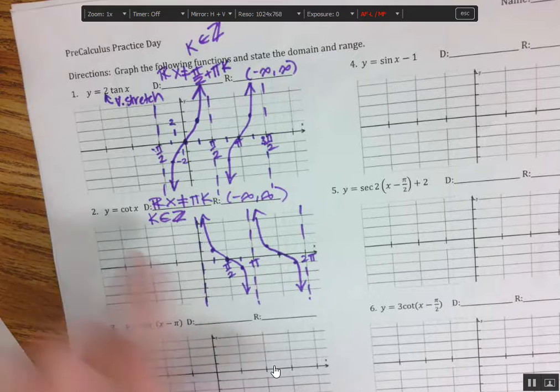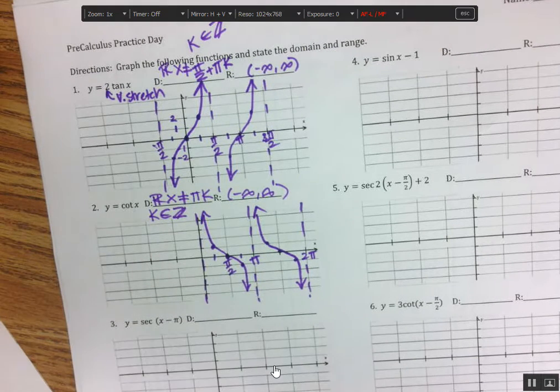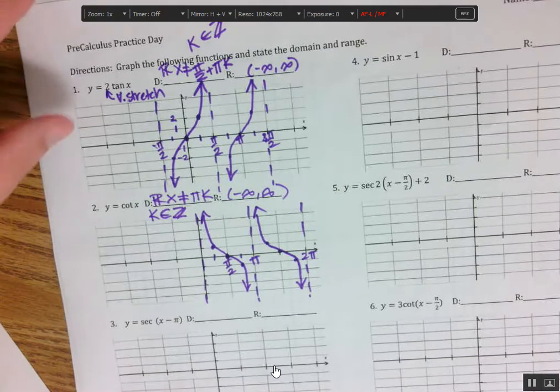I think since we just did the parent graph for number 2, we should skip to number 6 so we can talk about cotangent transformation. Are you guys okay with skipping to number 6? Okay.